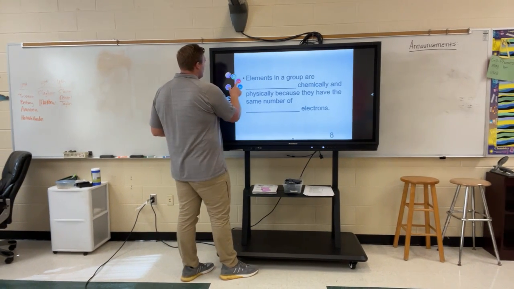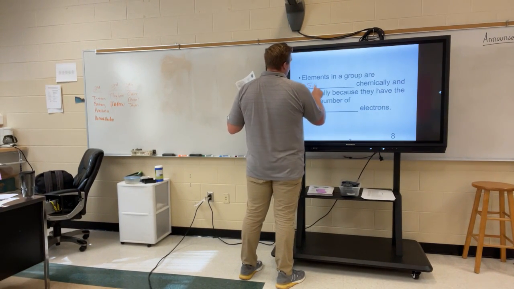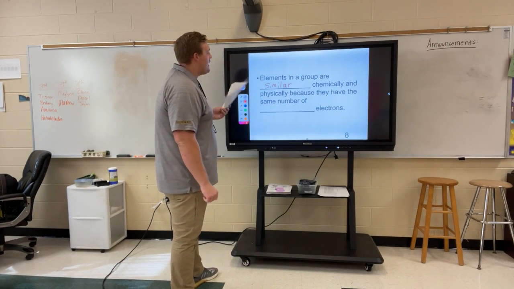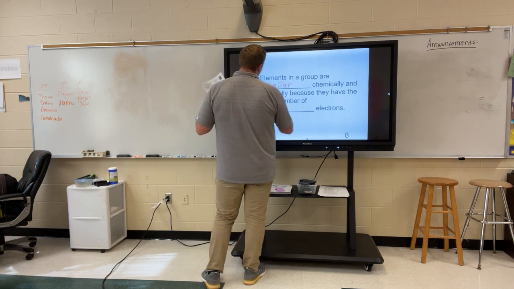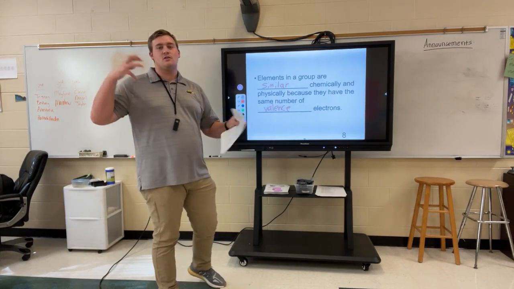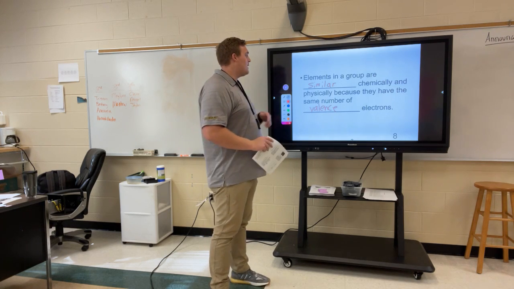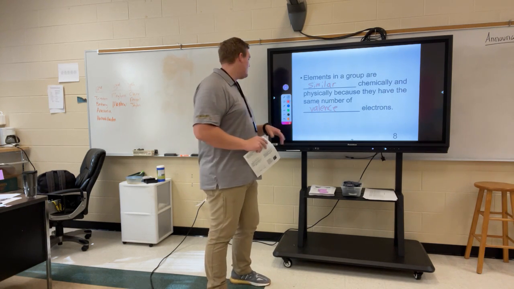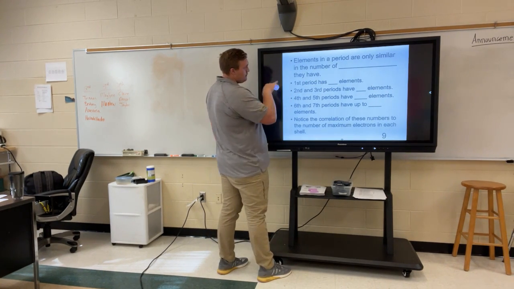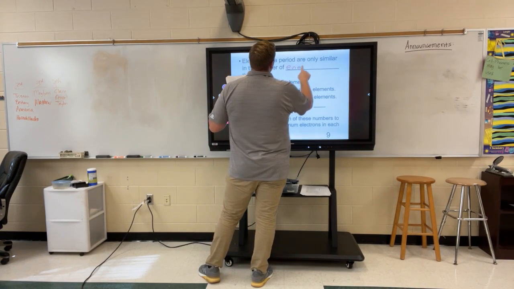All right. Elements in a group are similar chemically and physically because they have the same number of valence electrons. And I've mentioned this already before. Those valence electrons are the ones that are actually giving them their behavior. And so because they have the same number, they have similar properties. Elements in a period, so the horizontal rows, are only similar in the number of energy levels they have.